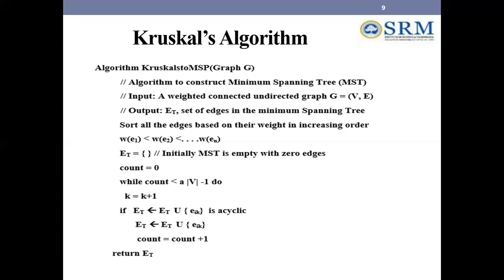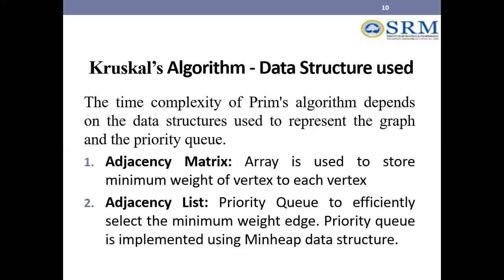When we add edges in the spanning tree, it should not form a cycle. If so, then we can add the edge in the spanning tree and increment the count value. Count maintains the number of edges in the spanning tree. This process is repeated for all the vertices. If all vertices are added into the spanning tree, the process can be stopped. So output returns ET. ET is the minimum spanning tree that can be written as an output to the user.